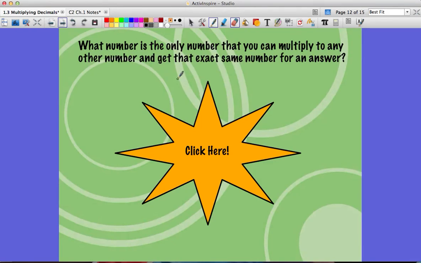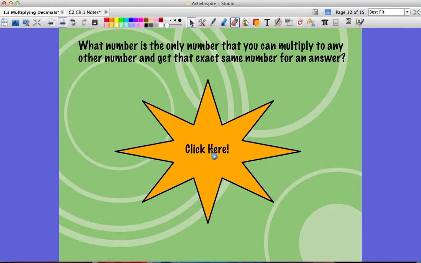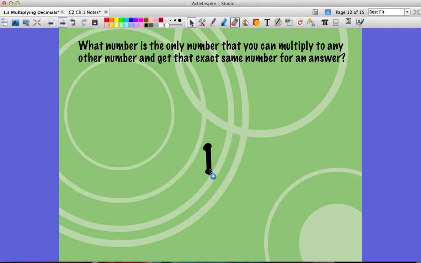What number is the only number that you can multiply to any other number and get the exact same number for an answer? If you are telling me 0, you are incorrect. You are thinking about adding. If you multiply any number by 0, you are not going to get that same number back. The only number that can do that for us is 1.